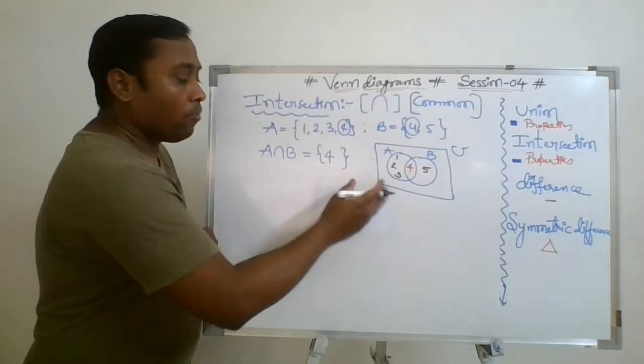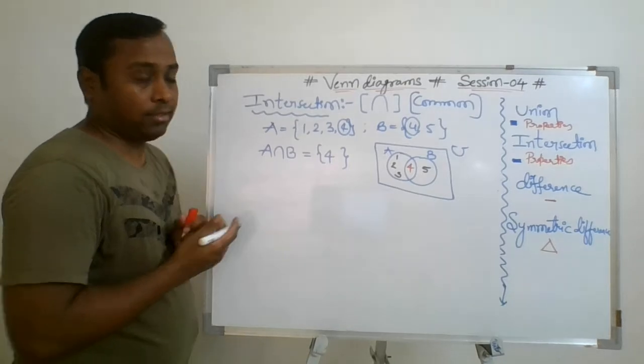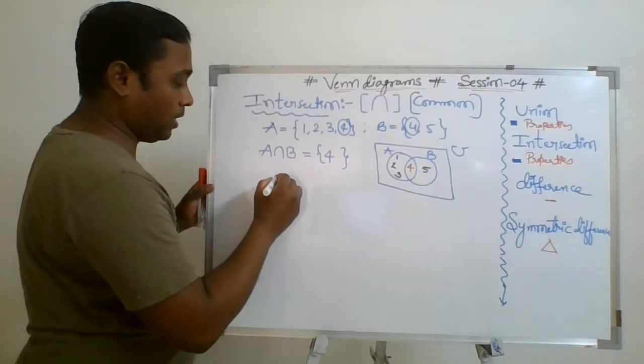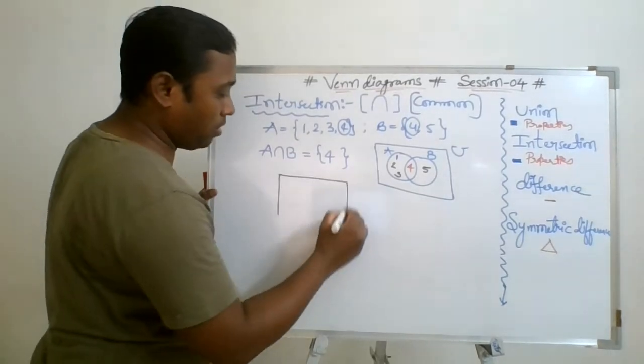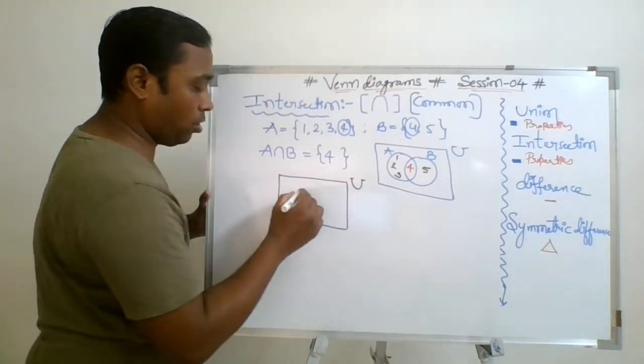Now, what is the general representation of intersection of two sets that we'll try to draw here? It is a general representation of intersection of two sets.